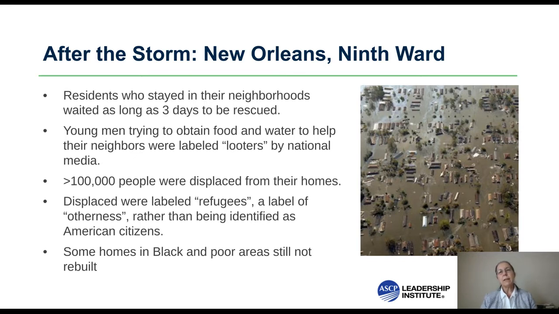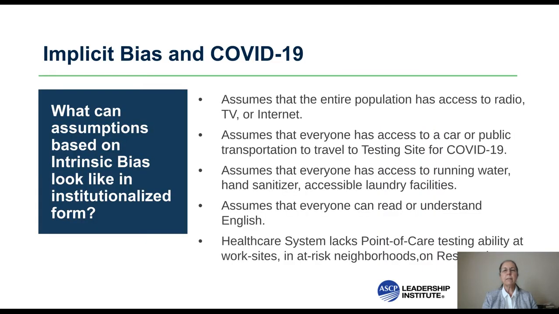And so the national media labeled the people who were flooded out as refugees, a label of otherness, rather than discussing them as American citizens. More recently, the events around COVID-19 are particularly poignant with respect to institutionalized biases. The assumption that there would be drive-up testing assumes that people have access to a car and don't rely on public transportation, or that they can easily get to a test site, which is not the case if they're in a rural area, for instance.